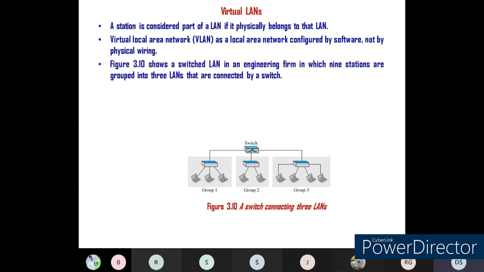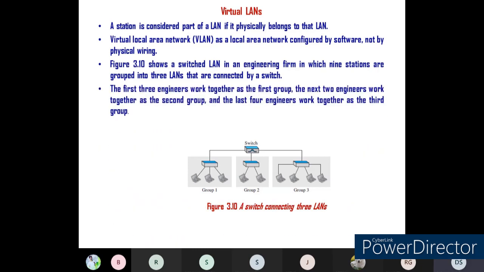So in this figure, you can see that there are three different groups, group 1, group 2 and group 3, with a number of hosts connected by a single switch, right? In this block diagram we should observe that there are no physical cables or wires. All the computer systems of group 1, group 2, group 3 are connected with a switch using network software, using protocols. So that is called a virtual area network.